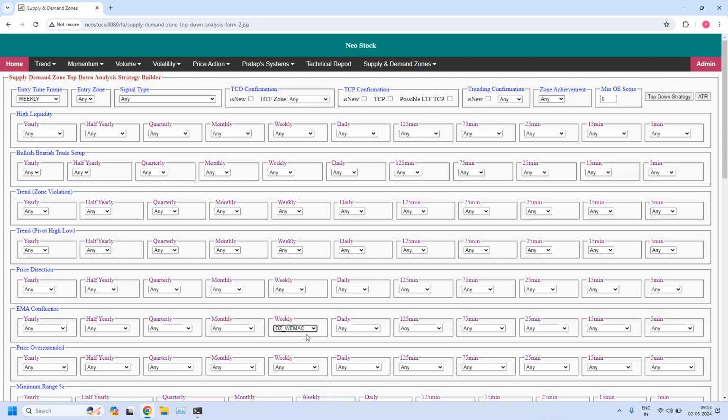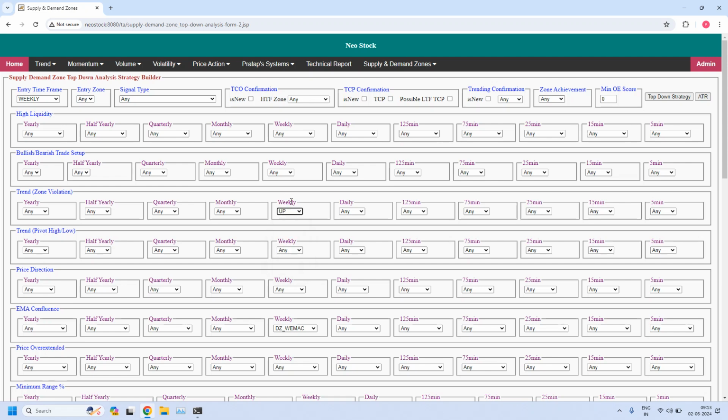But you already learned EMA confluence makes sense only in the trending market, not in the sideways market. So that is the reason why you need to select the trend. But for demand zones, an uptrend is always suitable. That's why I am selecting the zone violation trend in the weekly time frame as an uptrend.